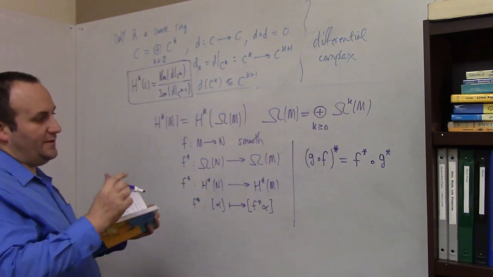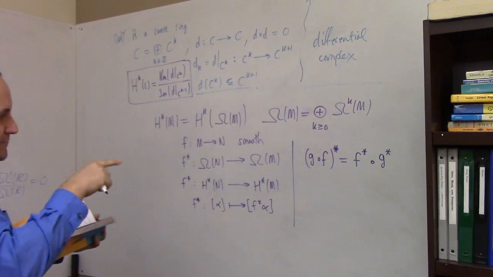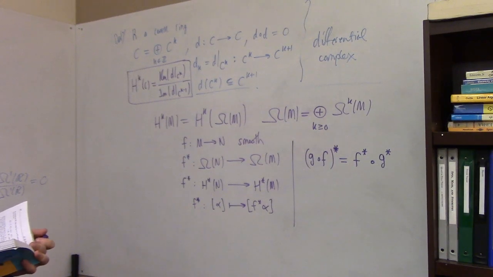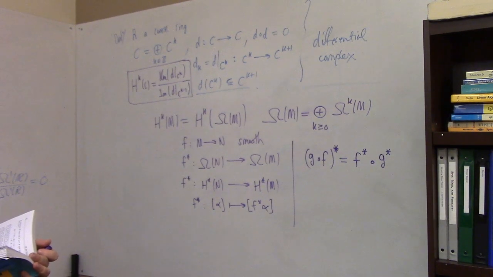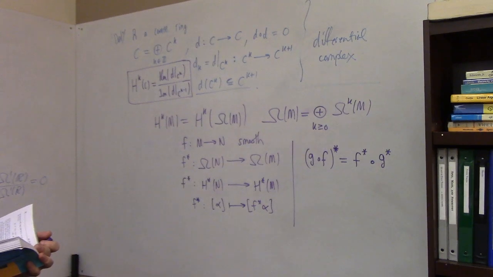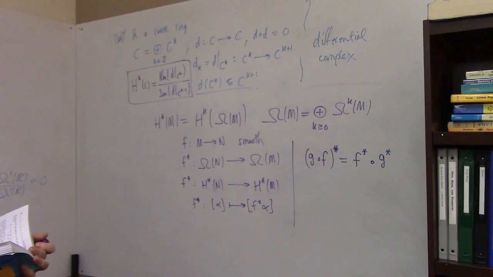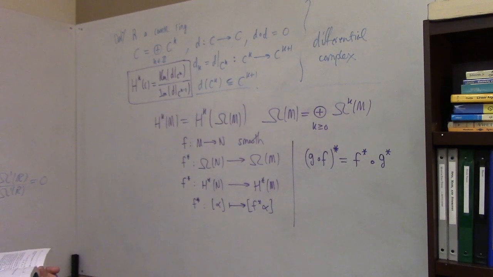Okay, so that property of the pullback is inherited by the chain map, right? That the pullback of a composite is the composite of the pullbacks in opposite order. This is part of why it is what? A contravariant functor. Indeedly doodly. It is a contravariant functor. So this chain map, together with the assignment of the de Rham cohomology to M, is a contravariant functor. All right.